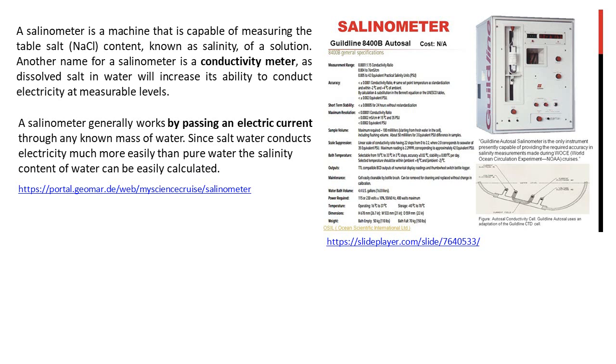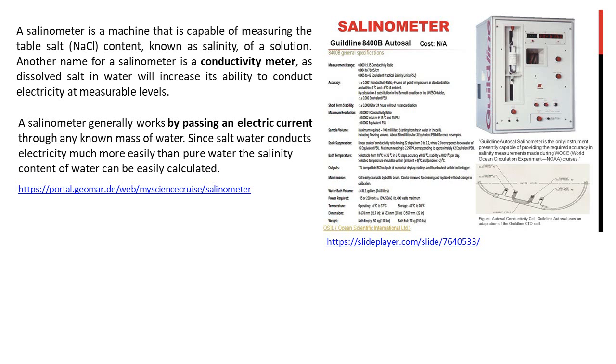And this is an example of a salinometer. A salinometer is a machine that is capable of measuring the table salt content, known as salinity, of a solution. Another name for a salinometer is a conductivity meter, as dissolved salt in water will increase its ability to conduct electricity at measurable levels. So yung salinometer, it is based on the conductivity of the solution. That means the greater the salt concentration, okay, so the stronger it is to conduct electricity.